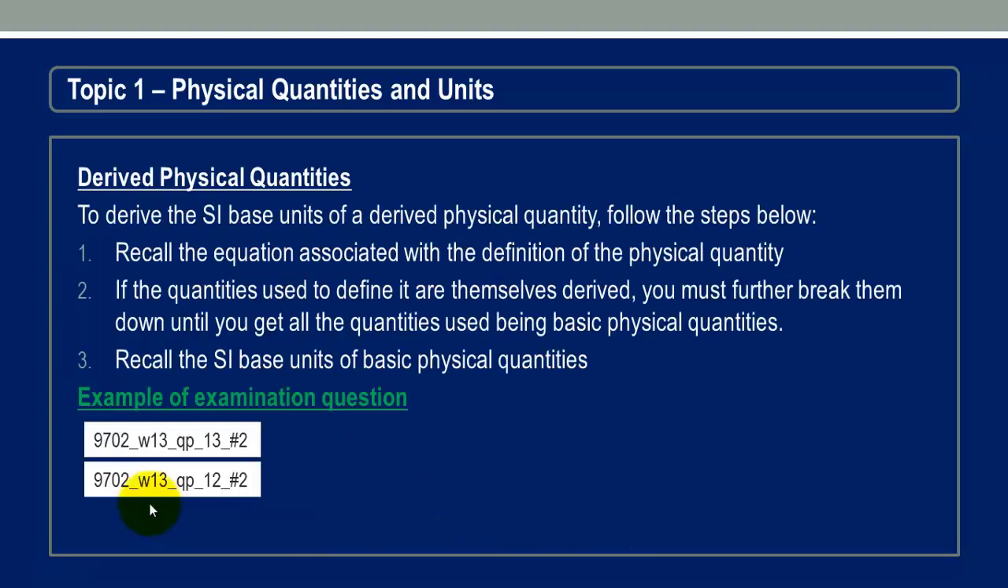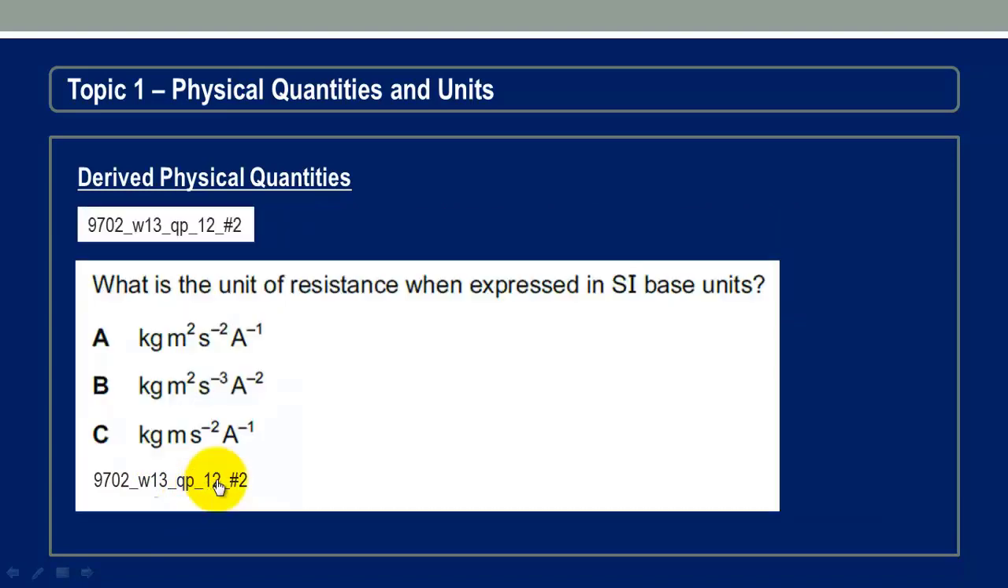The next example is in October-November 2013, Paper 1, Variant 2, Question 2. And we are told, what is the unit of resistance when expressed in SI base units? Again, we proceed as follows. We must remember the definition of resistance. Resistance is the ratio of the PD to the current which is flowing.